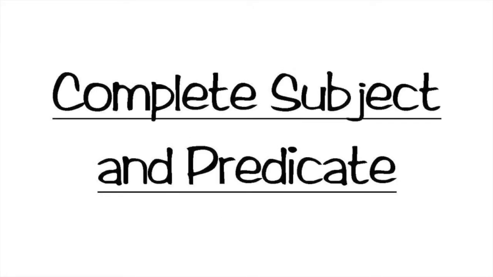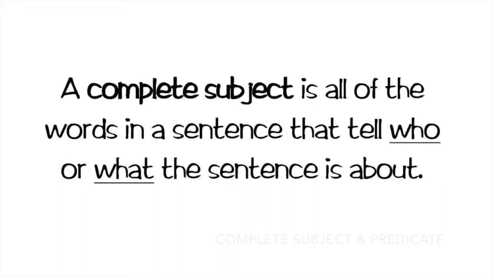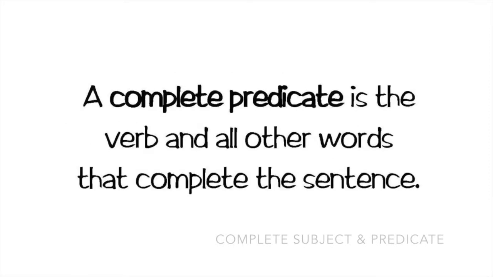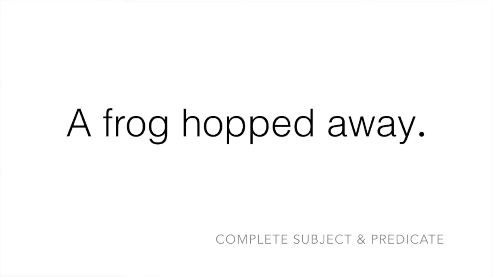The first concept is complete subject and predicate. A complete subject is all of the words in a sentence that tell who or what the sentence is about. A complete predicate is the verb and all other words that complete the sentence. Here's an example of what that means.